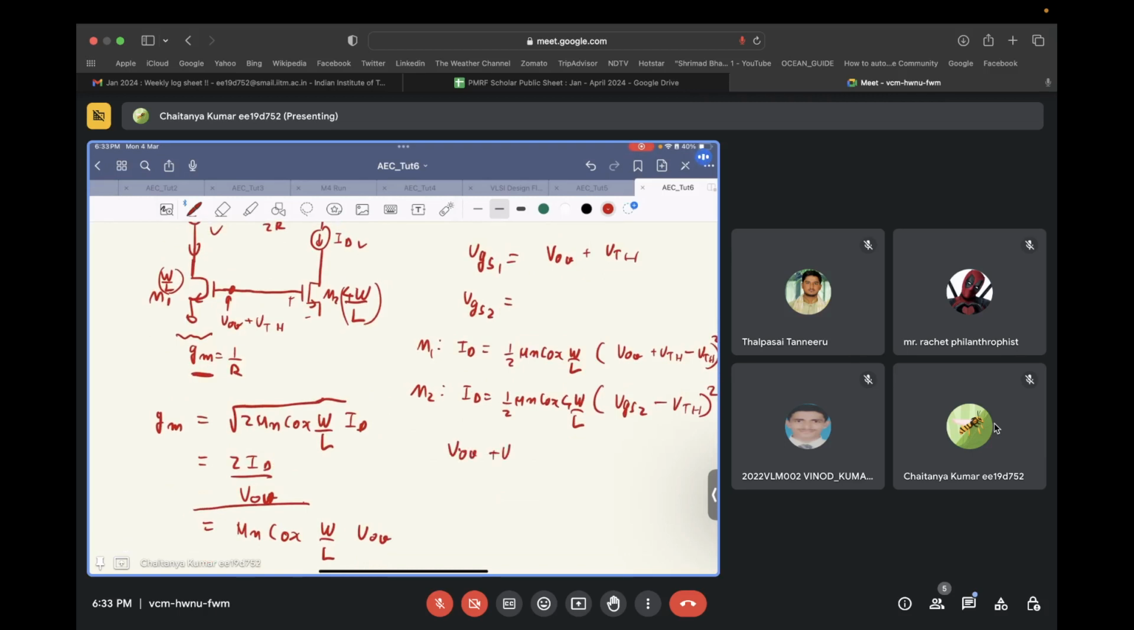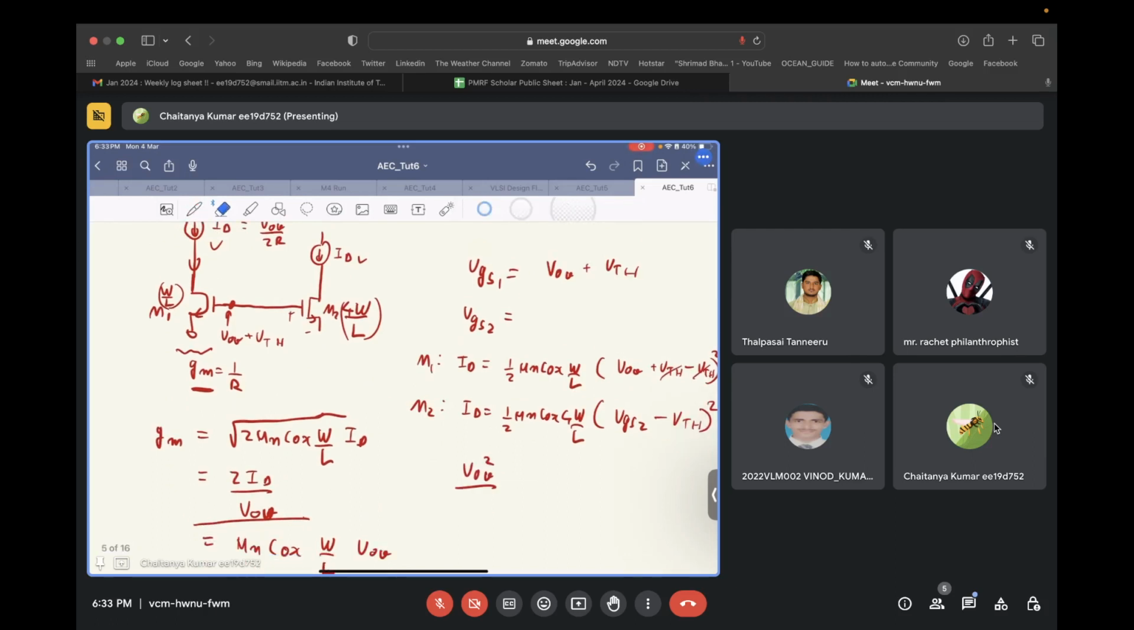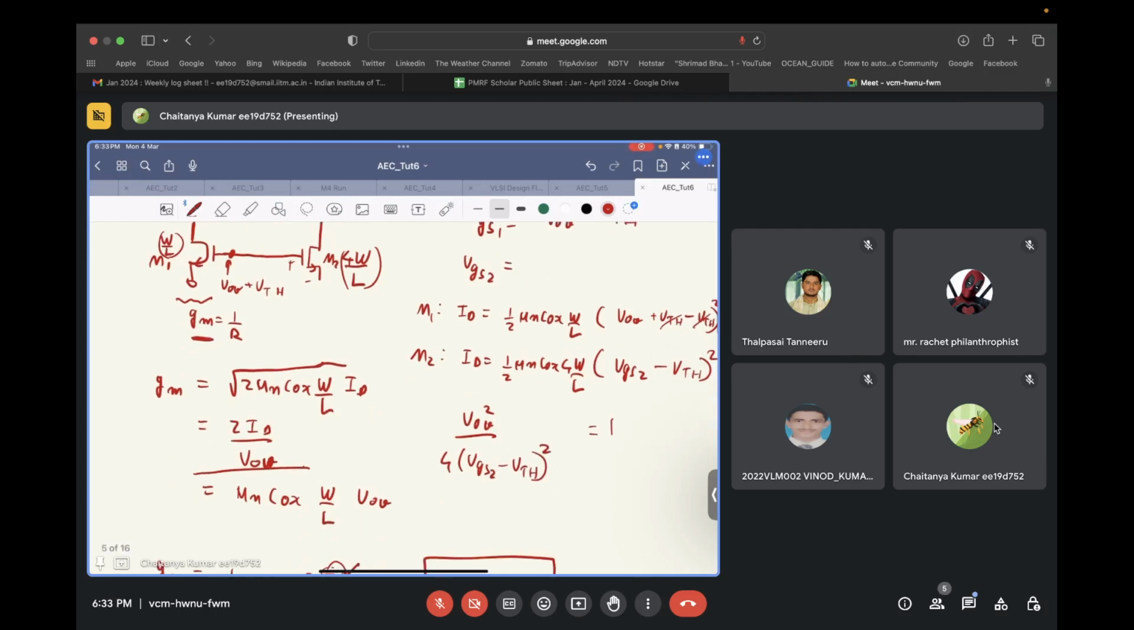the VTH can be cancelled. So you have VOV squared divided by 4 times (VGS2 minus VTH) whole squared is equal to 1. So from here you get VGS2 as VOV2 plus VTH. Okay, you understand till here? Yes, sir.